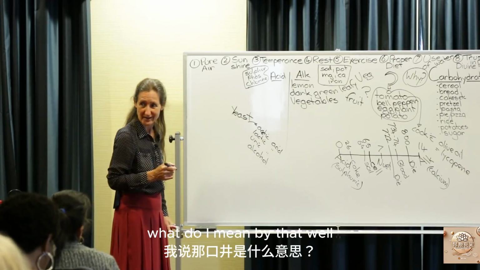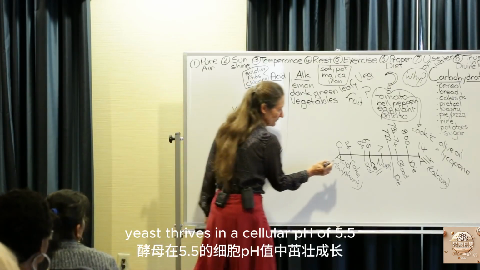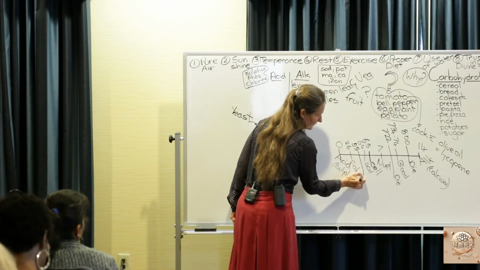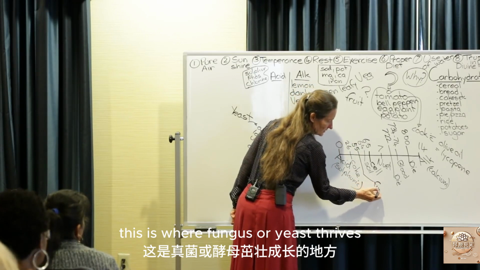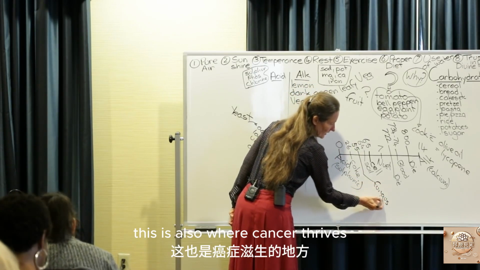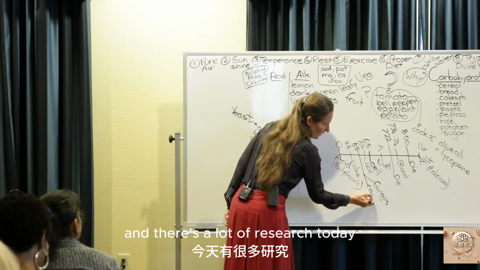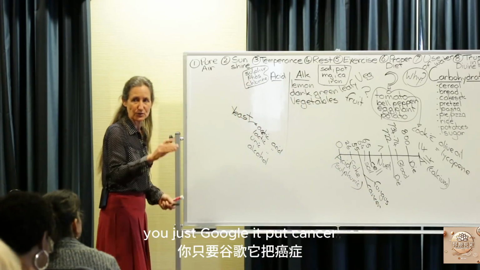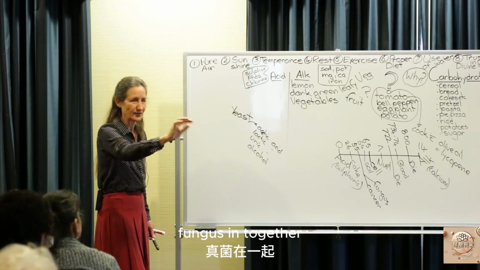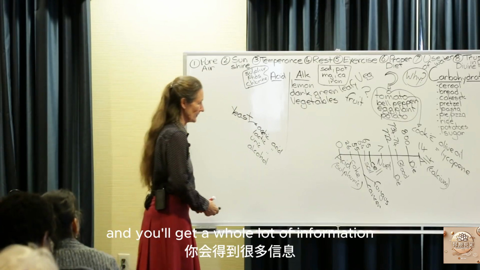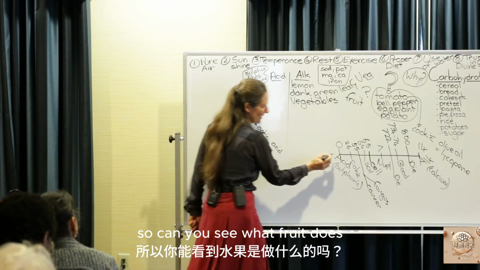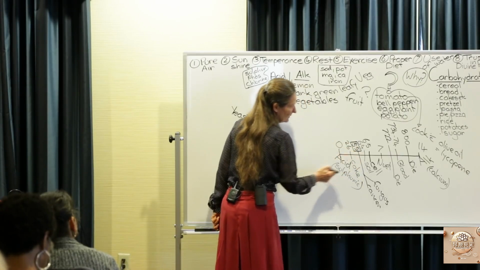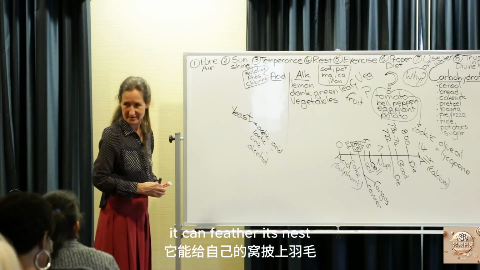What do I mean by that? Well, yeast thrives in a cellular pH of 5.5. This is where fungus or yeast thrives. This is also where cancer thrives. And there's a lot of research today linking cancer and fungus together. You just Google it, put cancer fungus in together, and you'll get a whole lot of information. So can you see what fruit does? If you've got a yeast presence, it can feather its nest.